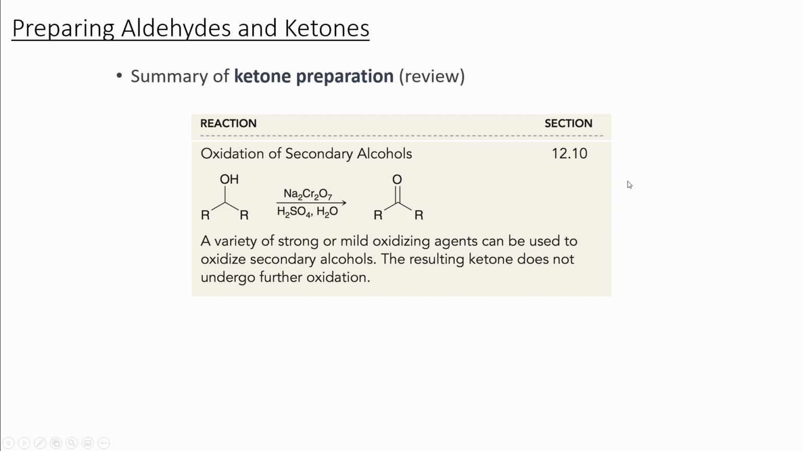And for the preparation of a ketone, if we have a secondary alcohol, we're never going to be able to obtain the aldehyde from the oxidation because we have these two R groups present, but oxidation of a secondary alcohol will result in the ketone, and we can even use the stronger oxidants here because we can't oxidize further than the ketone.